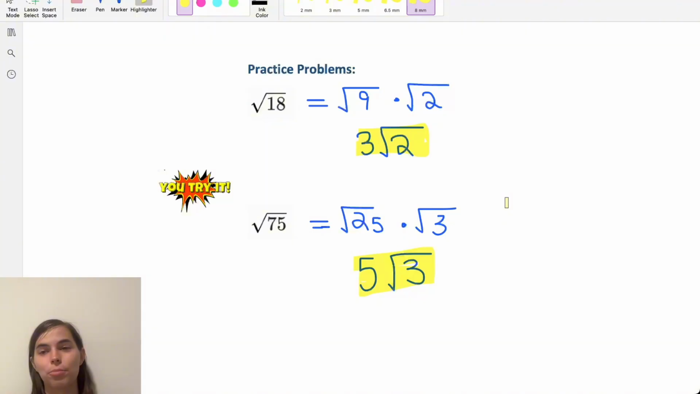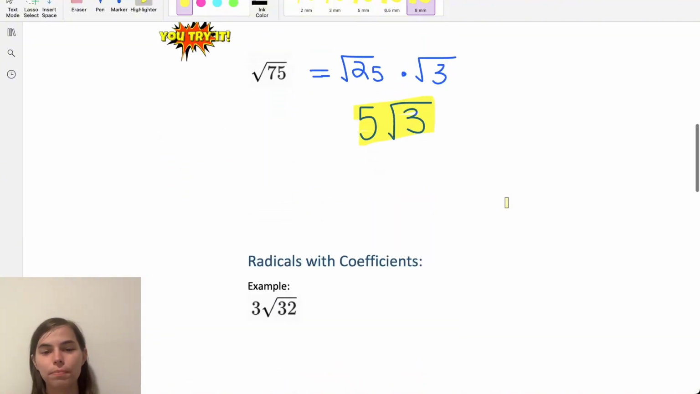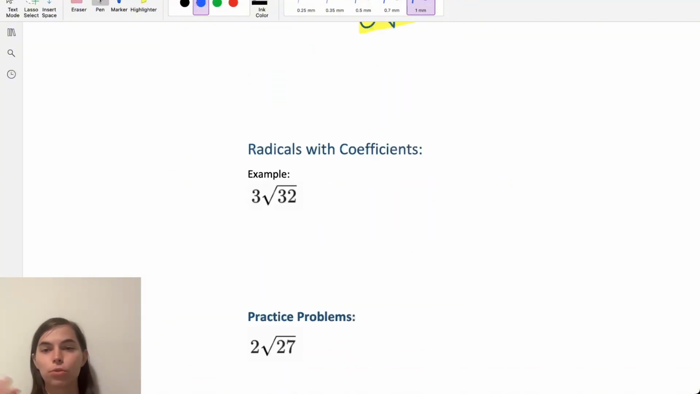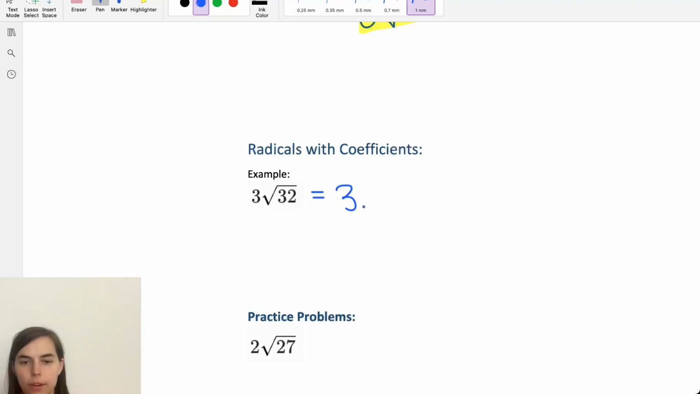Good job. Okay, we're going to make it a smidge harder now by adding a coefficient to the front. This really doesn't change that much, so don't get too worried. We're just going to let the 3 hang out in front. Then we do the same thing that we've been doing with the radical that's left over. We need to find the biggest perfect square that goes into 32, and that's going to be 16. So we can rewrite this as square root of 16 times square root of 2, because 16 times 2 is 32. These are all being multiplied to each other.